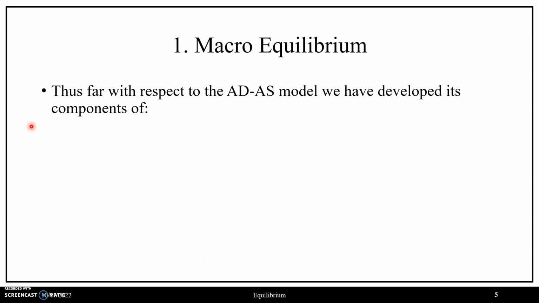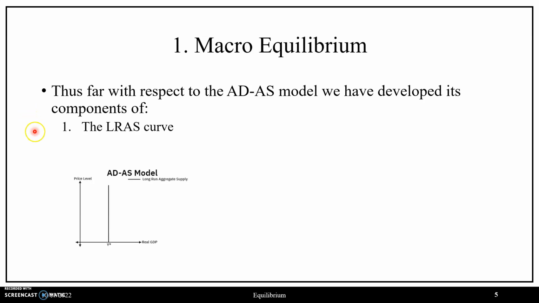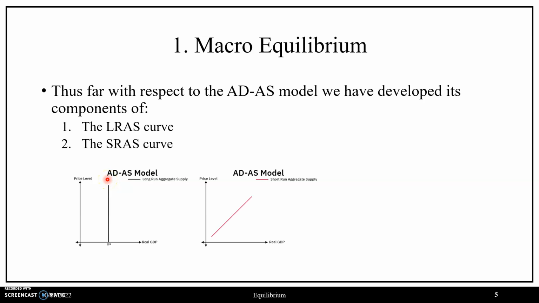Now, with respect to the ADAS model, thus far what we have done is develop its components. In terms of components, there is the long-run aggregate supply curve, which represents potential real GDP and is vertical due to being independent of the price level. The short-run aggregate supply curve represents the ability and willingness of firms in the economy to supply real GDP, and it is upward sloping due to the profit and cost effects.